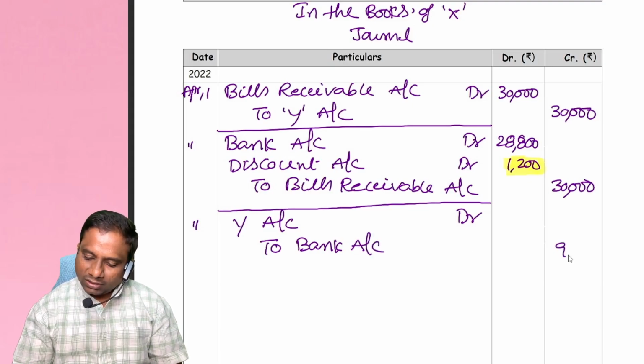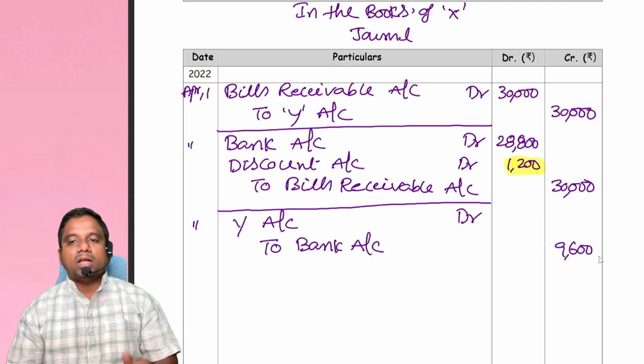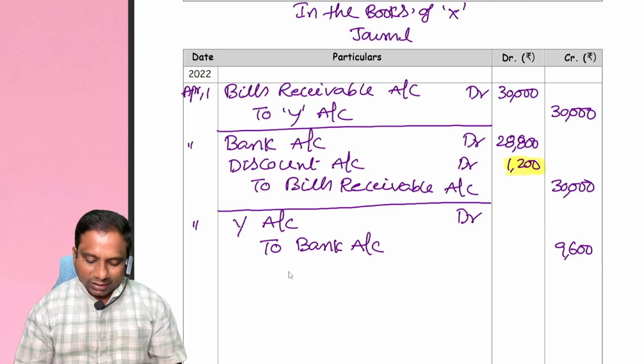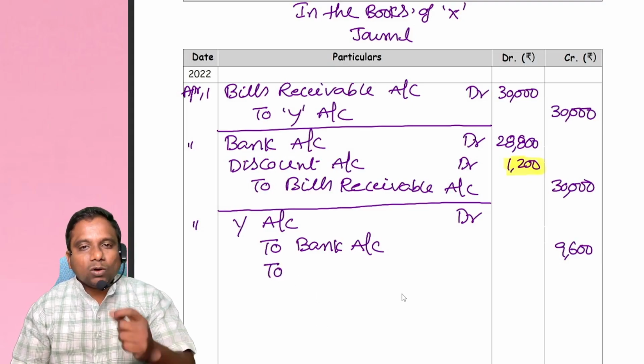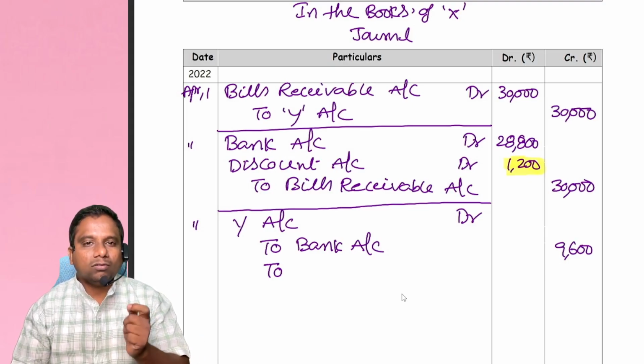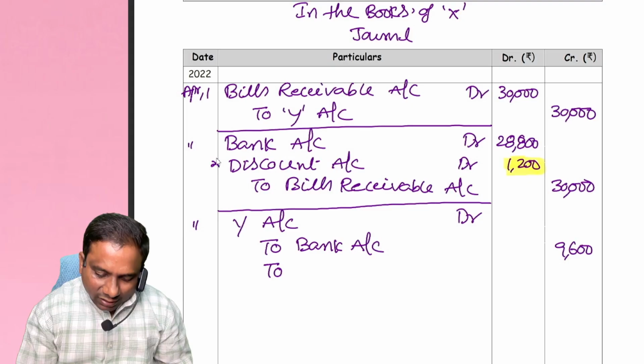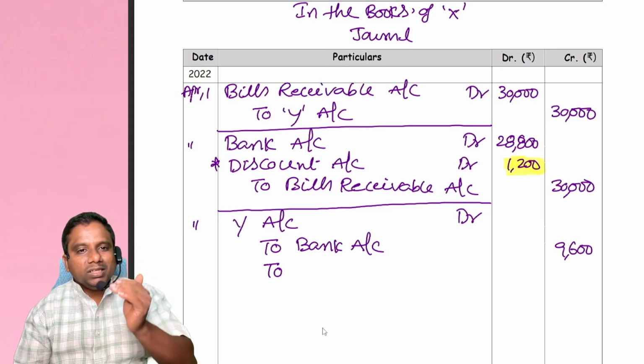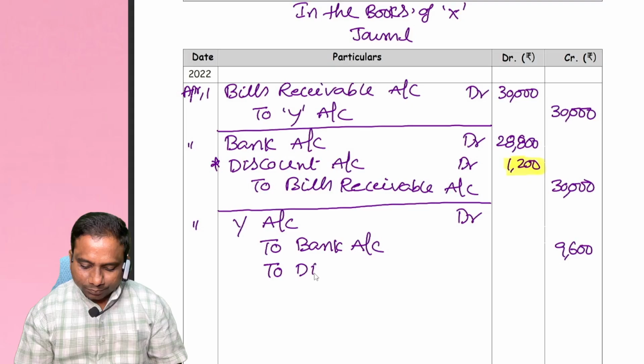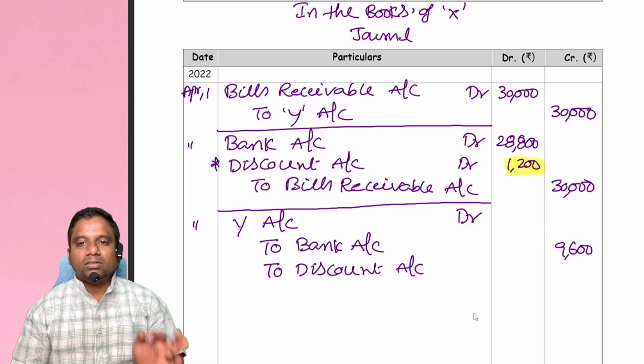How much amount are we sending? 9,600. And the discount also we have to share on Y. Earlier we debited discount, na. Now simply that discount account gets credit.